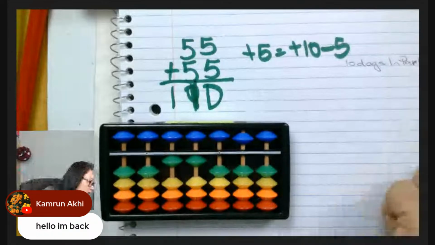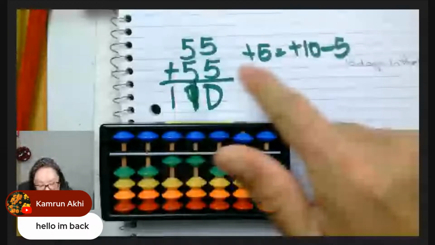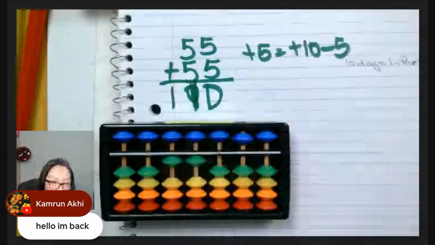I'm going to go through some. Dolce, are you talking about adding the 5 or adding the 10? What we did is we add the 10. We can do more.